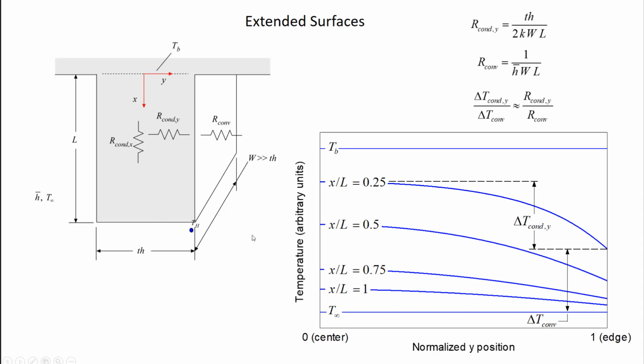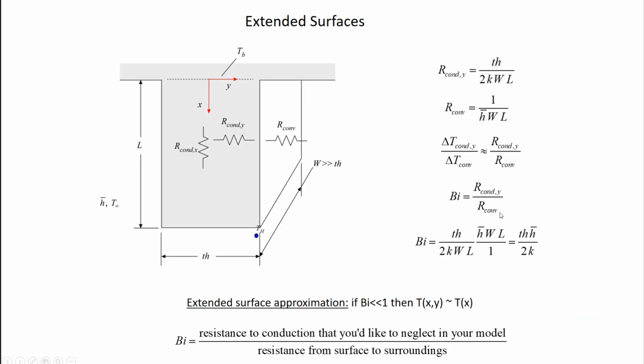So that extended surface approximation is justified with what's called a Biot number, right? A Biot number is, in this case, the ratio of R conduction in the y direction to R convection. It's the ratio of the resistance that we want to check and see if it's really small. Nothing in life is ever small or large by itself. It's always got to be compared to something else. So in this case, you compare that resistance to the resistance from the surface to the surroundings, and you get a dimensionless number that's called the Biot number. And if that Biot number is really small relative to 1, then you can make the extended surface approximation.